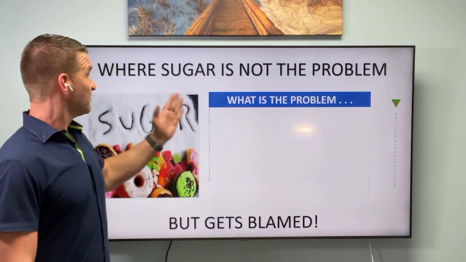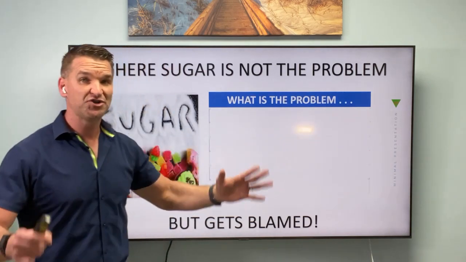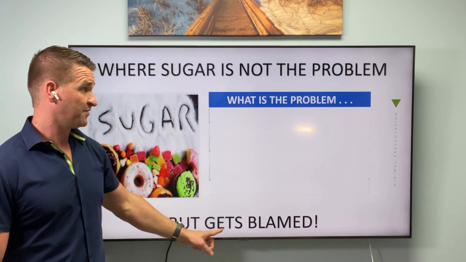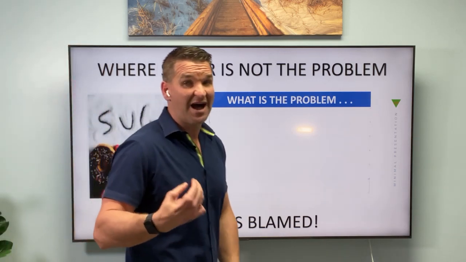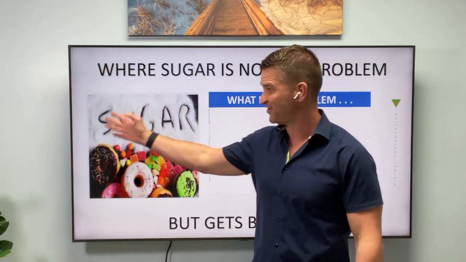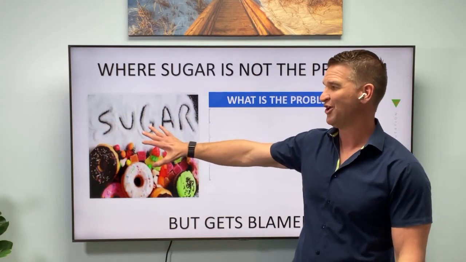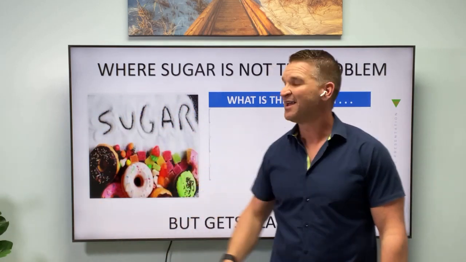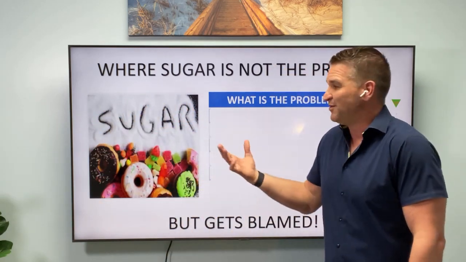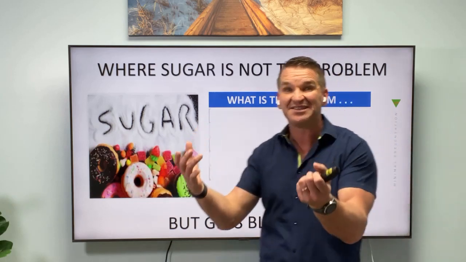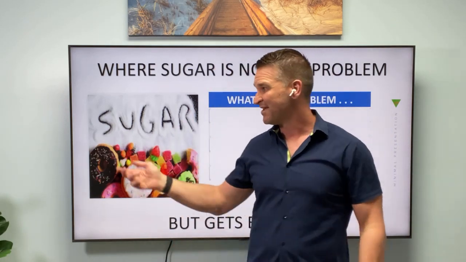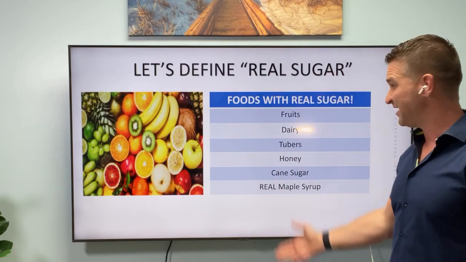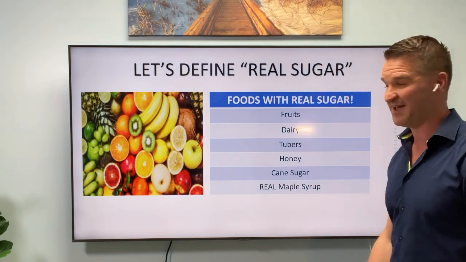Okay, now, where sugar is not the problem but gets blamed, okay? So even this picture here, you see sugar, and it's got all this stuff here, and it shows this white powder stuff. I'll tell you that if you actually get these sweets, we'll just call them the category of sweets, there's rarely any of this in there. You're not going to find a lot of this in there, okay?